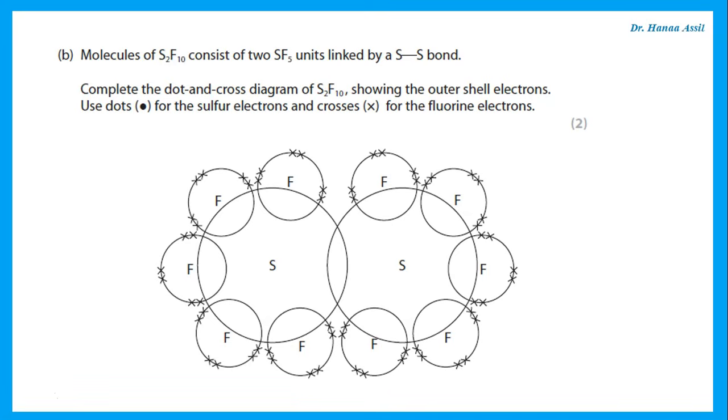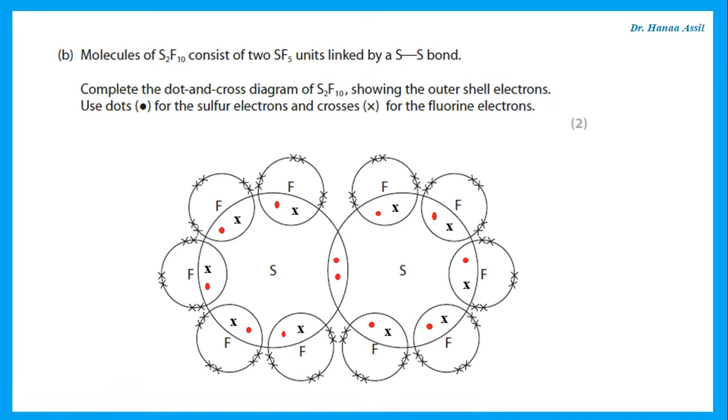shell electrons. Use dots for the sulfur electrons and crosses for the fluorine electrons. And they already wrote the crosses for the fluorine that are not involved in the bonding. So what we have in the bonding is one of the sulfur and one of the fluorine for each of the SF bonds, and between the two sulfurs we have one electron each. And please, if the question specifies a certain notation, you have to follow it. So he wants the dot for the sulfur and the cross for the fluorine.